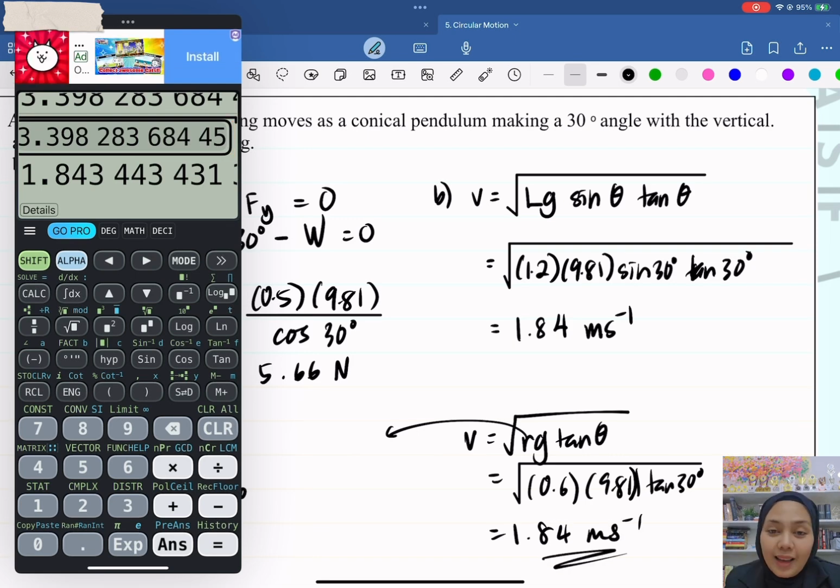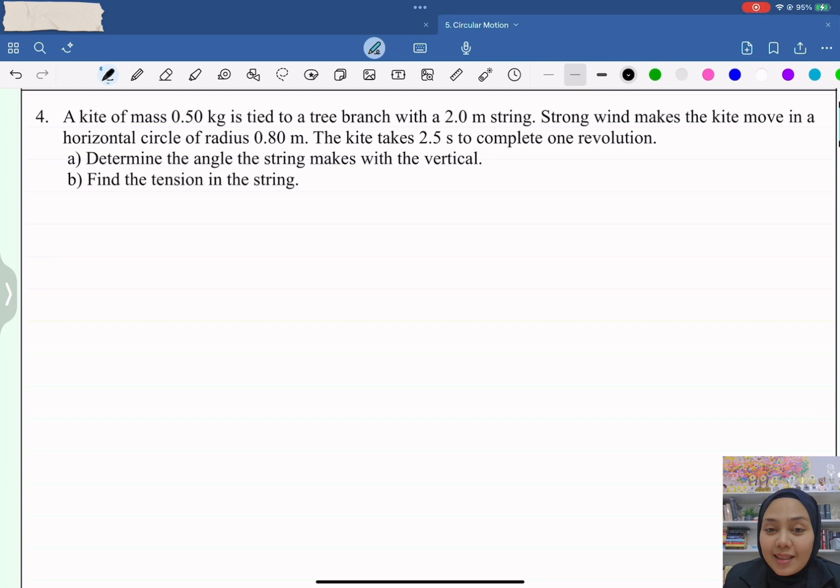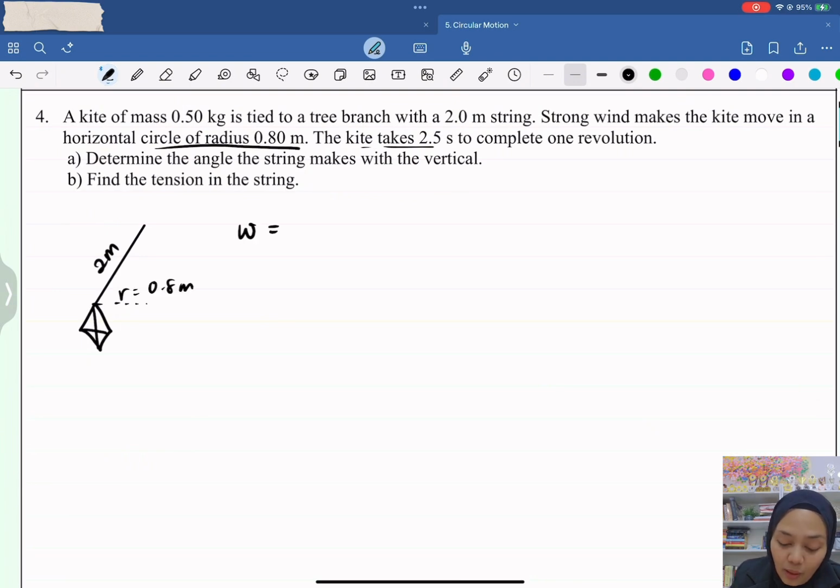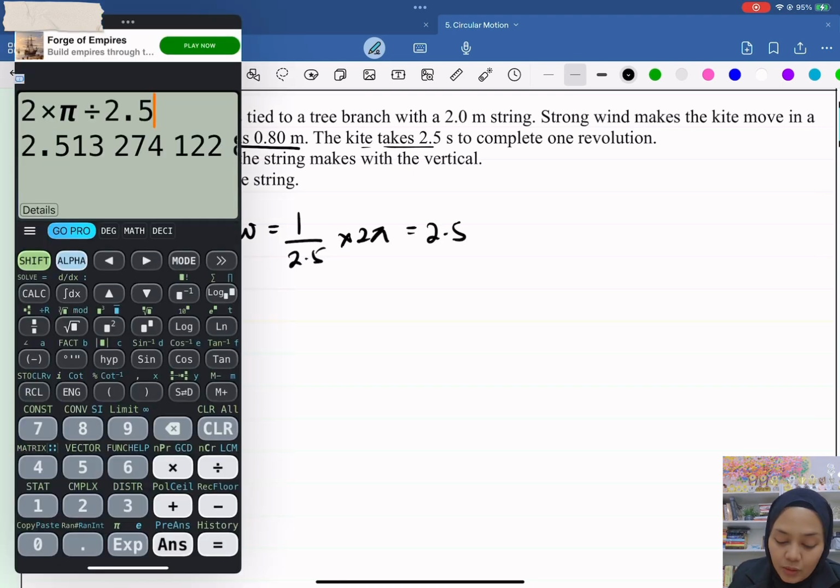It's the same thing. And the last one, question number 4, again, this is also using the conical pendulum as an example. You can pause this video to read this question. So I got my kite, and the string is 2 meters, and it also mentioned the radius is 0.8 meters, and the kite takes 2.5 seconds to complete 1 revolution, and that would be our omega. I need to change it into radian per second, and for that I'm going to times 2 pi, and that is 2.541 radian per second.